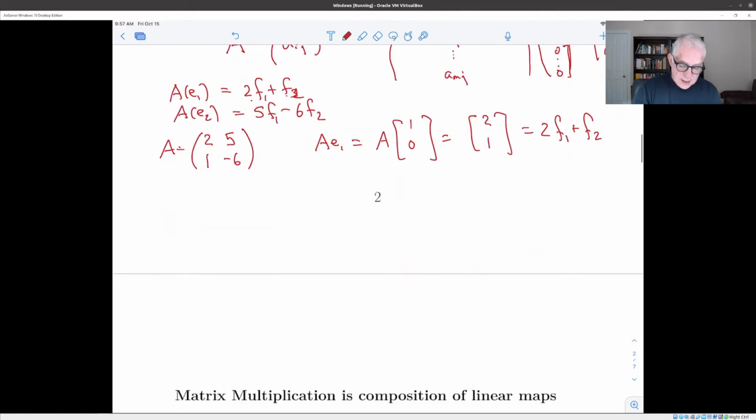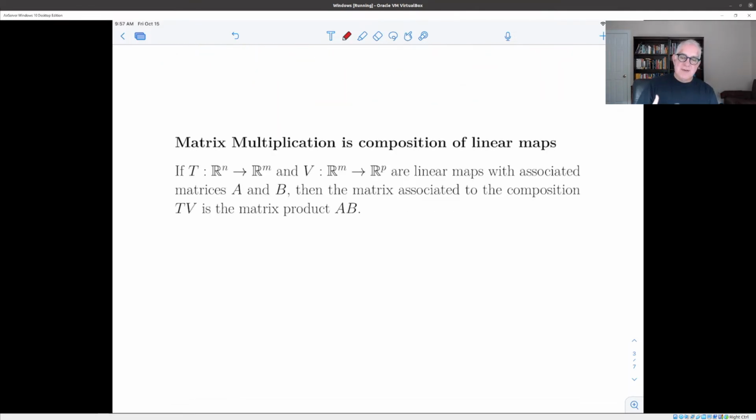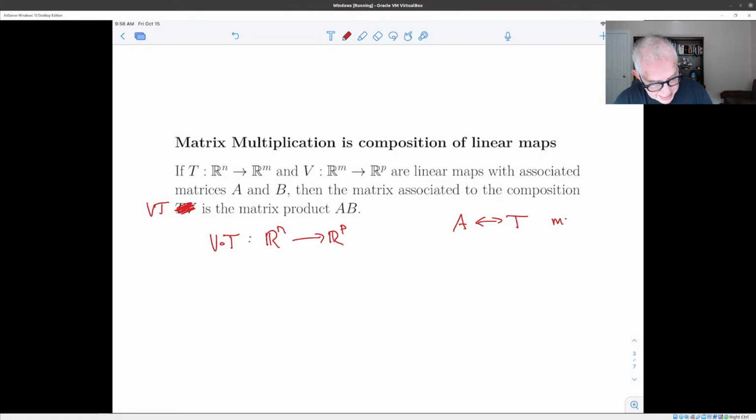And the key point about this construction, and the reason matrix multiplication is defined the way it is, is because if you have a pair of linear maps, T and V, so you have a map T which goes from Rn to Rm, and a map V which goes from Rm to Rp, then the composition V composed with T is a map where first you do T, so you go from Rn to Rm, and then you do V, so you go to Rp. Let's suppose that A is the matrix associated to T, and it's going to be an m by n matrix.